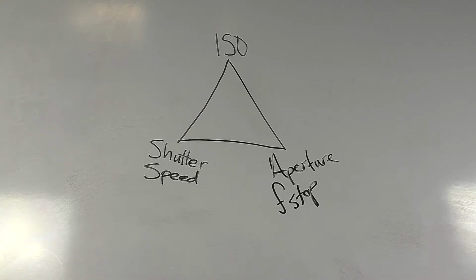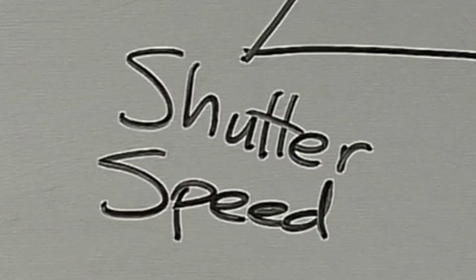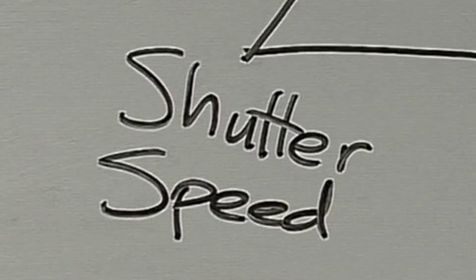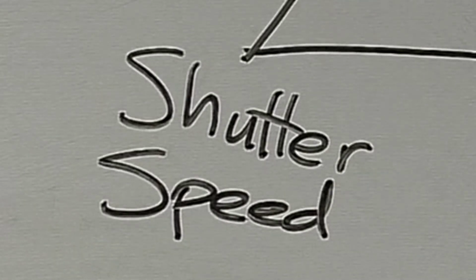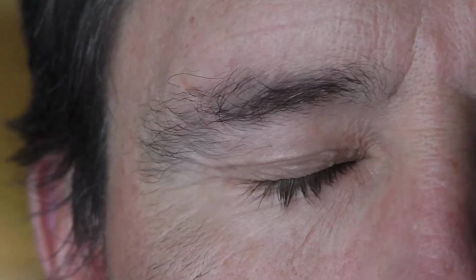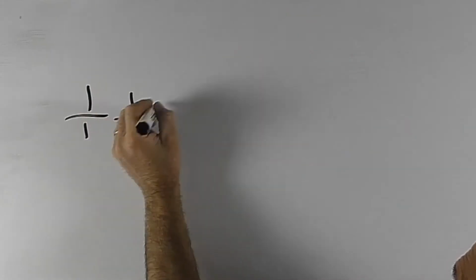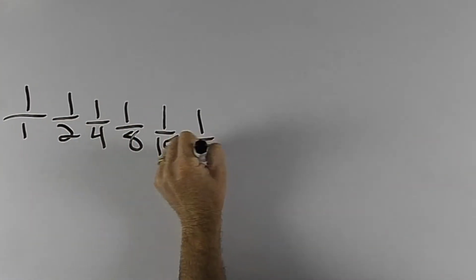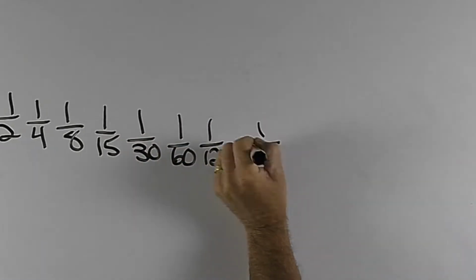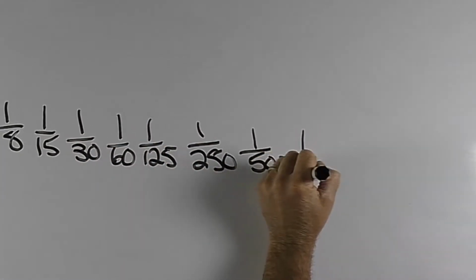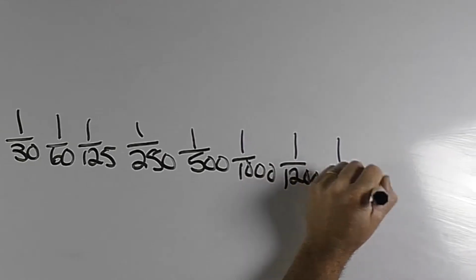Now we're going to move on to the second part of the exposure triangle, the shutter speed. The shutter of the camera can be compared to the eyelid of the human eye. It goes up and down. The longer it's open, the more light it lets in. The shorter it's open, the less light it lets in. The amount of time that the shutter is opened is measured in seconds or fractions of a second.